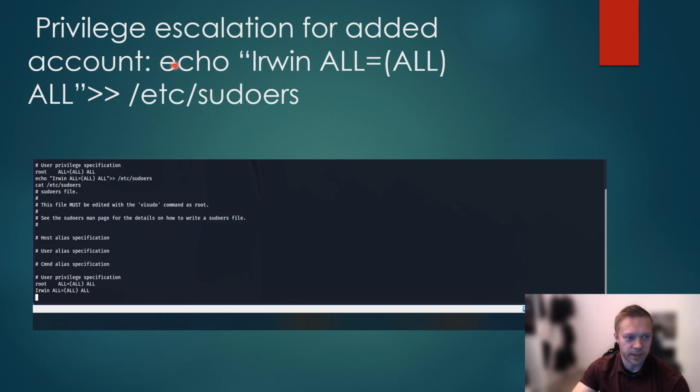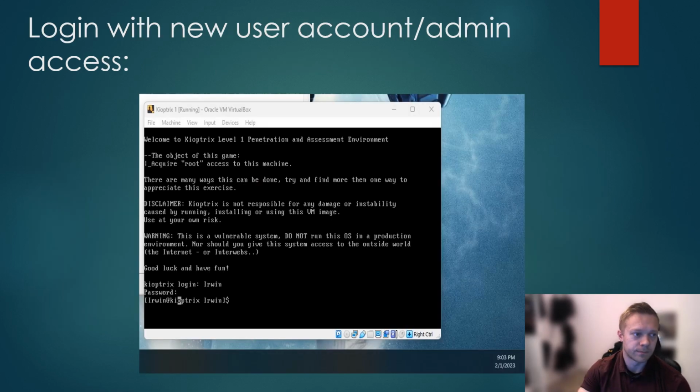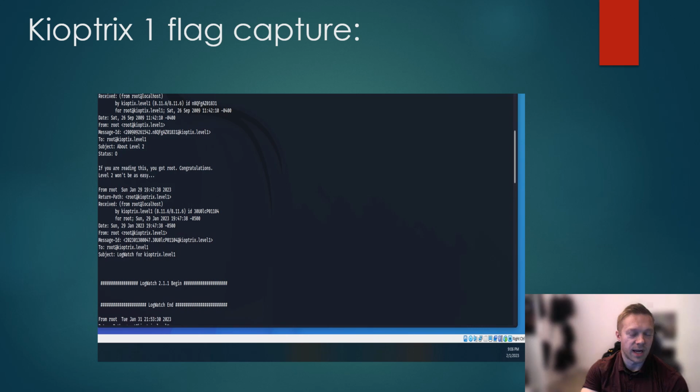So running the following command, echo, we were able to change all of the privileges to be the same as the root account. And then we were able to verify that using the cat command. And as we can see here, all the privileges from the root account are mirrored to the Irwin account. We then logged in with the Irwin account, successfully completing the lab. And for fun, we did find the flag that they hid within the Kioptrix machine. So we successfully completed Kioptrix 1.